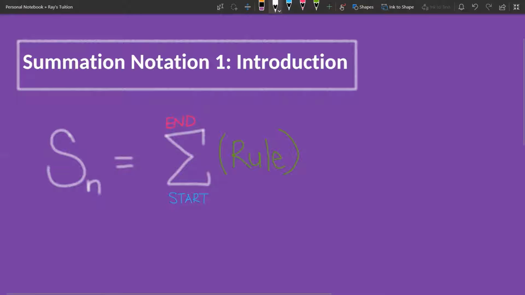Summation notation has three parts. The first part is where we begin our summation, at the bottom. At the top, we say where we stop summing, and then we have some rule which we follow. Summation notation is denoted with the capital sigma, the Greek letter, which is this symbol over here. Let us have a look at some examples to see how it is done.